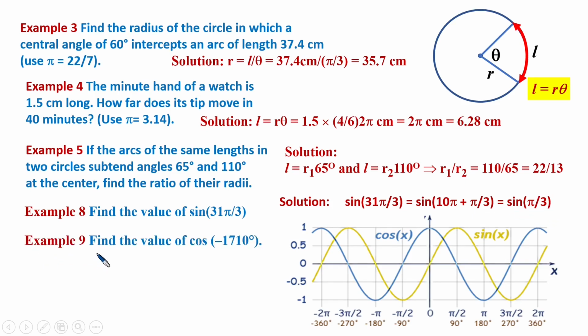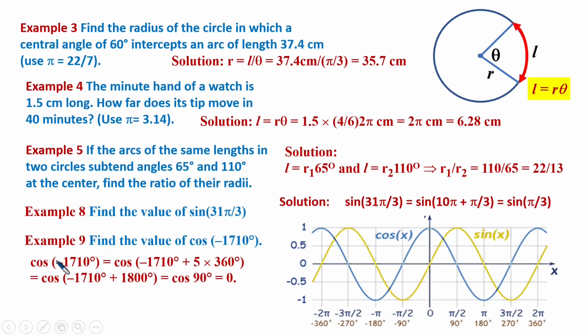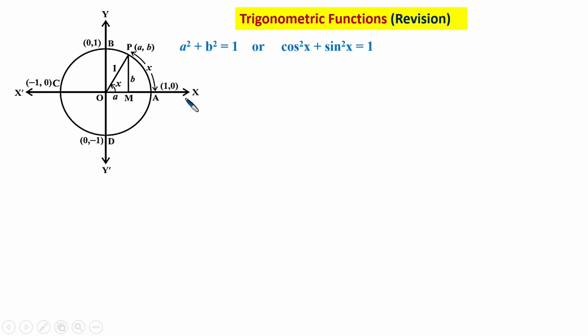Now example 9, find the value of cos of minus 1710 degree. So it's a trick you have to use with this minus 1710. So I take 360 degree into 5, I get 1800. So 1800 minus 1710 will give me 90, and I know that cos of 90, that is pi by 2, is 0.